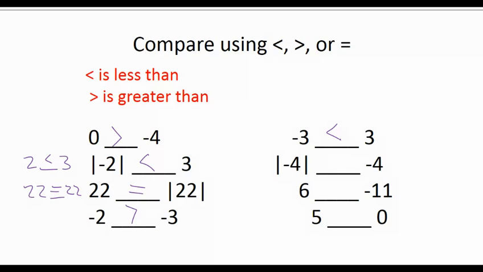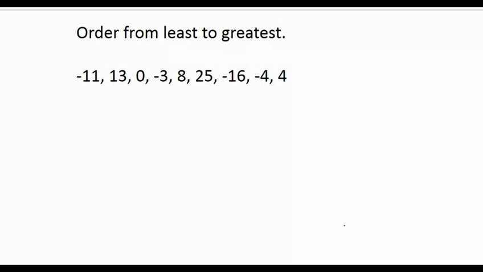What about the absolute value of negative 4 and negative 4? The first thing you've got to do is figure out the absolute value of negative 4. We know that would be 4. So this one's comparing 4 and negative 4, and 4 is greater than negative 4. What about 6 and negative 11? We know 6 is more than negative 11, so it is greater. And finally, 5 and 0. This one, I mean, you should know. 5 is greater than 0. All right, so that's an example of comparing using greater than, less than, or equal.